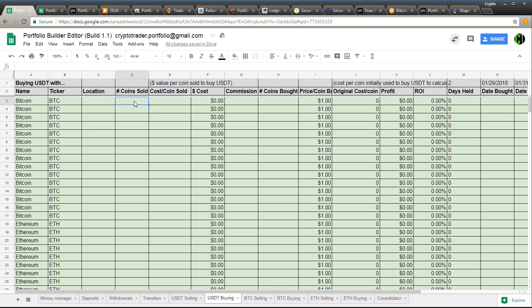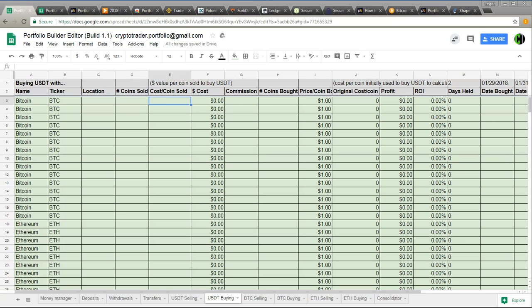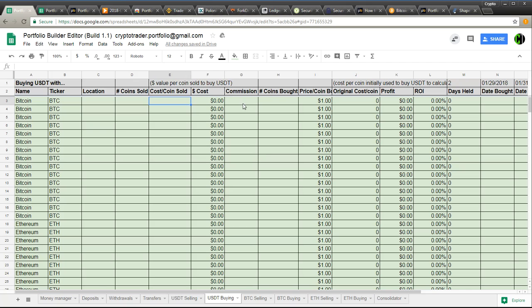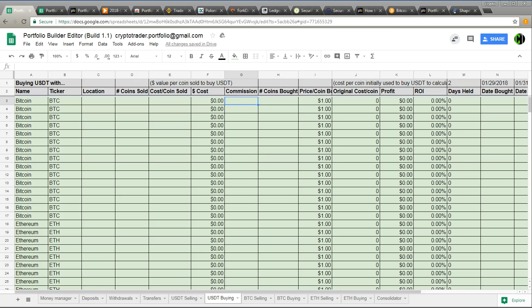Column D will be the cryptocurrency sold, how many of those were sold. The cost per coin will automatically be calculated for you. The commission cost you will input. Now typically these are calculated as a percentage of the trade, but they take the commission and report it to you as a reduction in the cryptocurrency you'll receive.